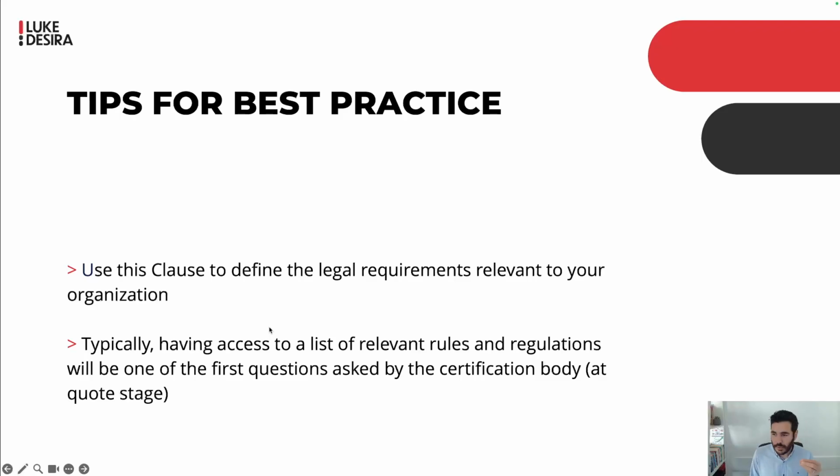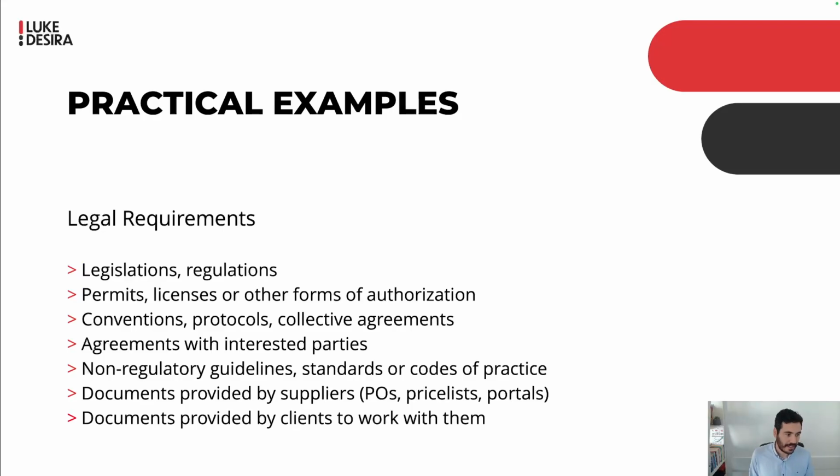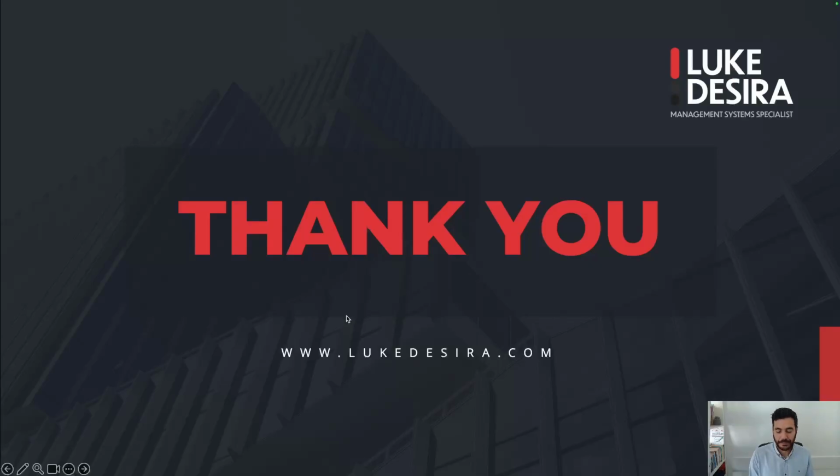Okay, so the way to meet the requirements of this clause is to define the legal requirements that are relevant to your organization. Okay, once again, these might be legislations, regulations, any licenses and permits that you need. It might be any agreements that you have with interested parties, non-regulatory guidelines, standards or code of practices that might be relevant to your organization, and other such documents that might impact the way that you're going to run your information security management system. Thank you so much.